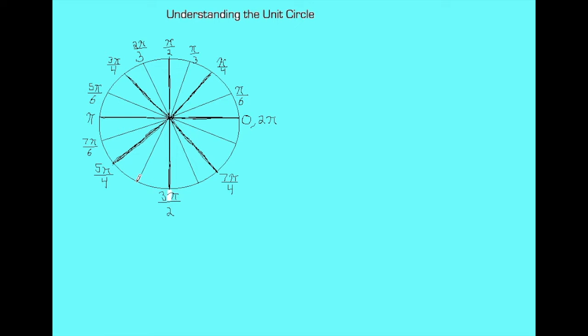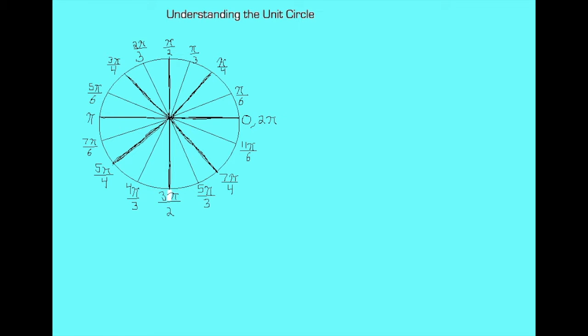This one is 8 pi over 6, which can be reduced to 4 pi over 3. This one is 9 pi over 6, which is reduced to 3 pi over 2, which we already have. This one is 10 pi over 6, which is reduced to 5 pi over 3. This one is 11 pi over 6. And this one is 12 pi over 6, which is reduced to 2 pi, which we already have. Essentially, all you need to memorize is that this is pi over 6 and that this is pi over 4, and you can derive the other angles.